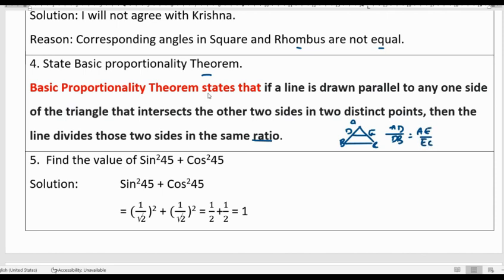Find the value of sin square 45 plus cos square 45. Sin 45 value is 1 by root 2. So sin square 45 will be 1 by root 2 whole square. Similarly, cos 45 is 1 by root 2. Cos square 45 will be 1 by root 2 whole square. Square root cancels, and 1 by 2 plus 1 by 2 value is 1.